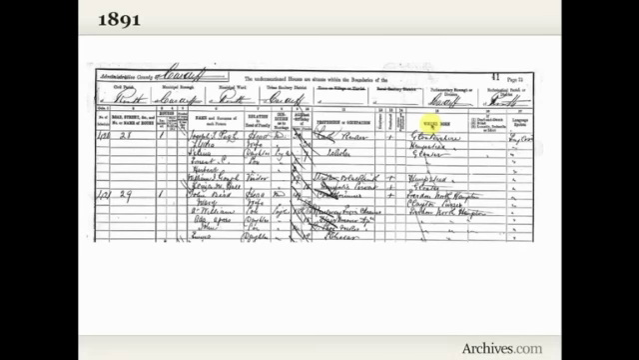The 1891 census looks almost identical. And remember, in 1891 and 1901, there's that special column in the censuses for Wales and Scotland asking about what language was spoken.